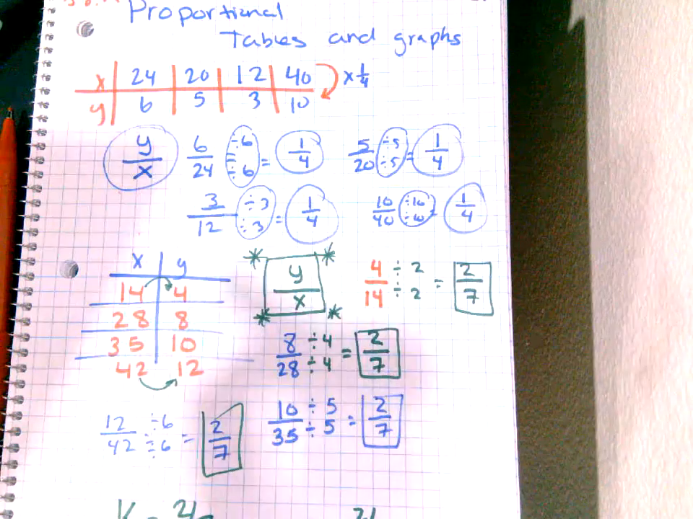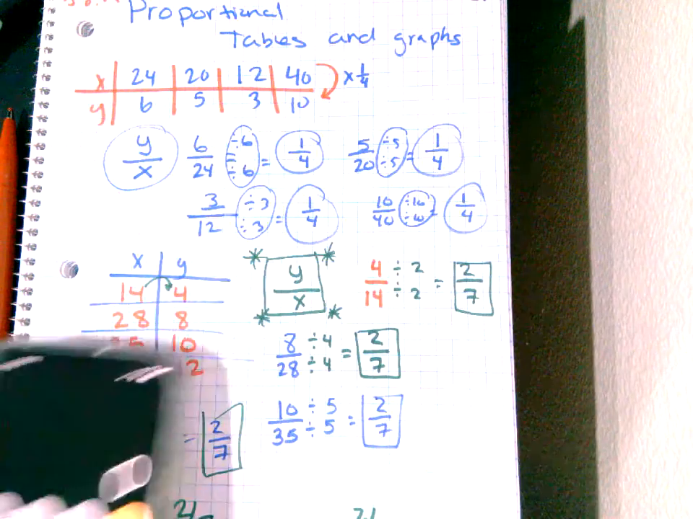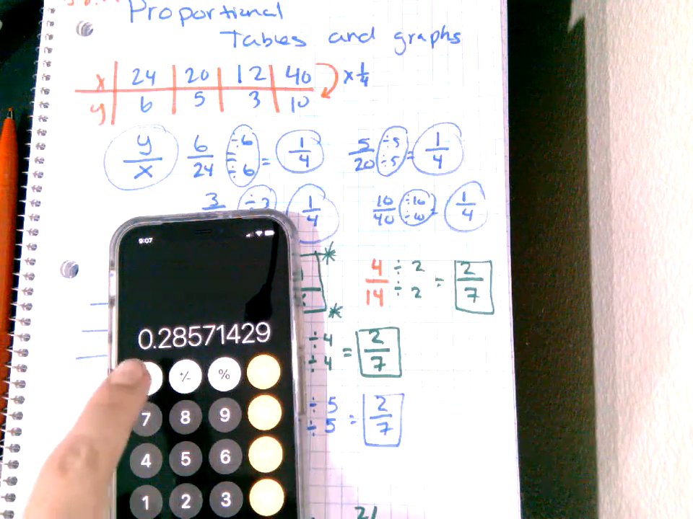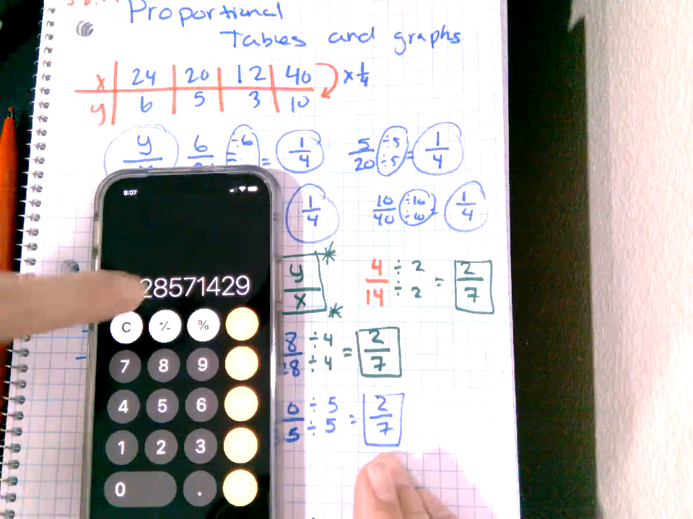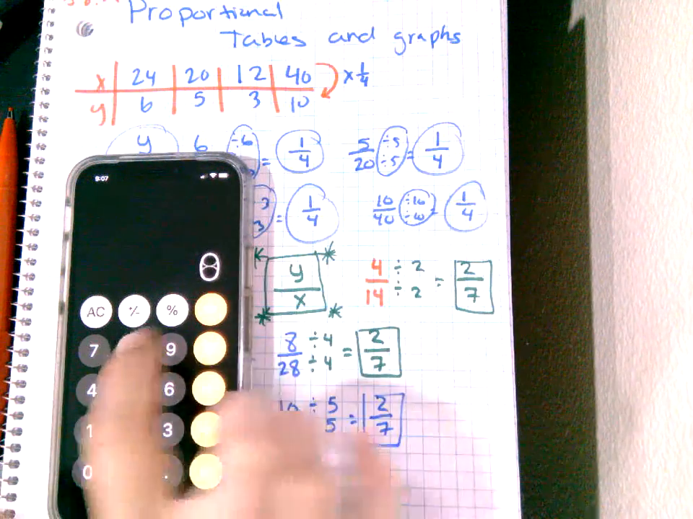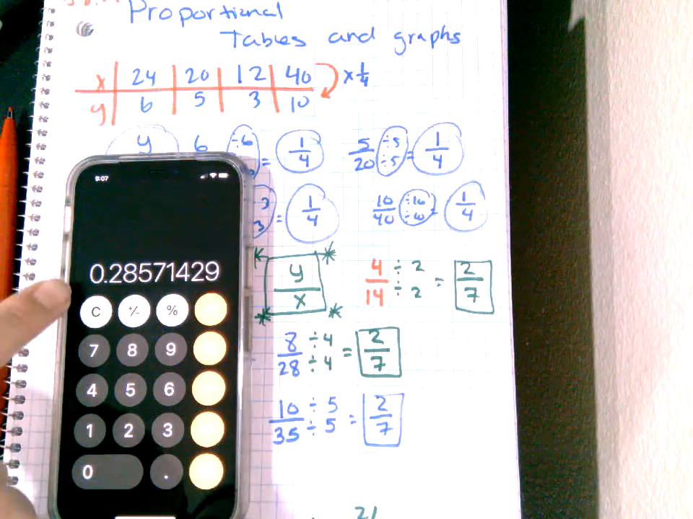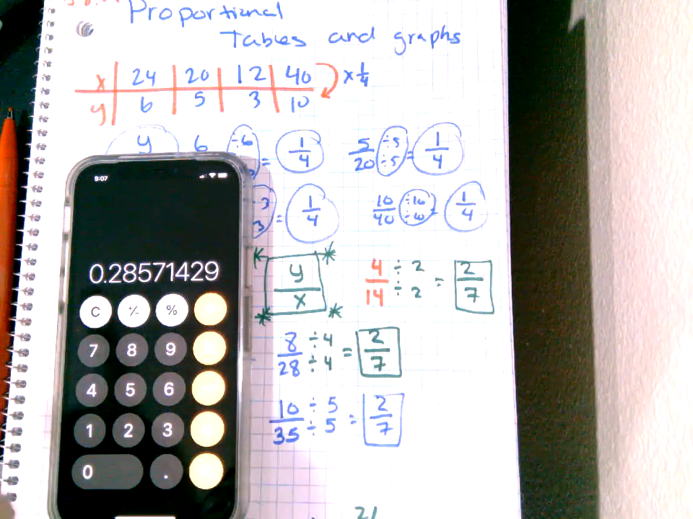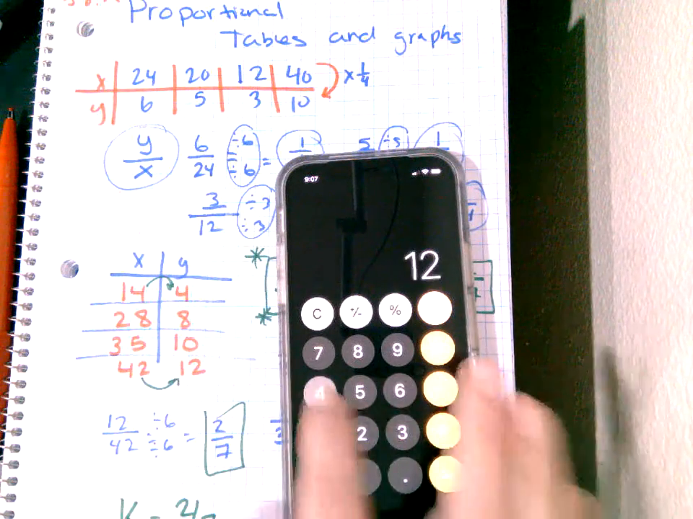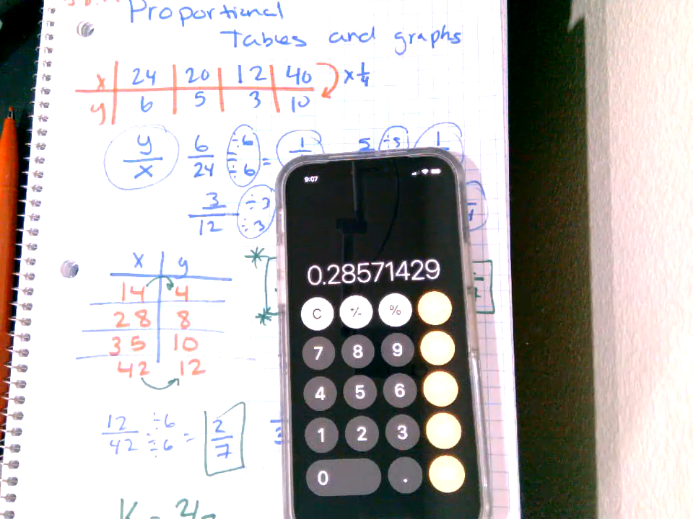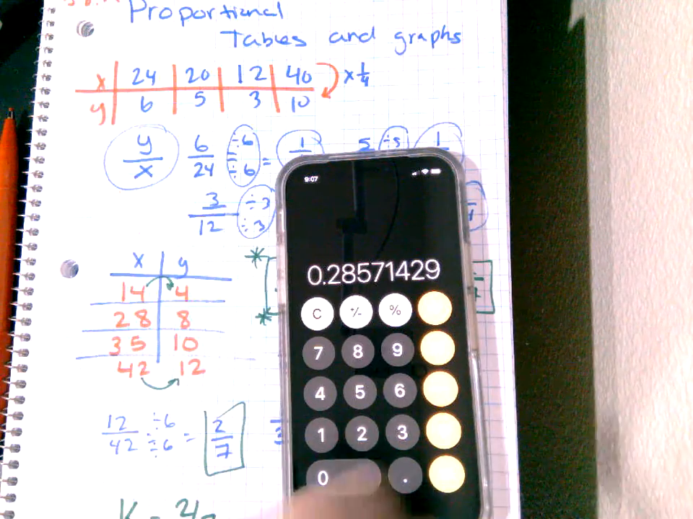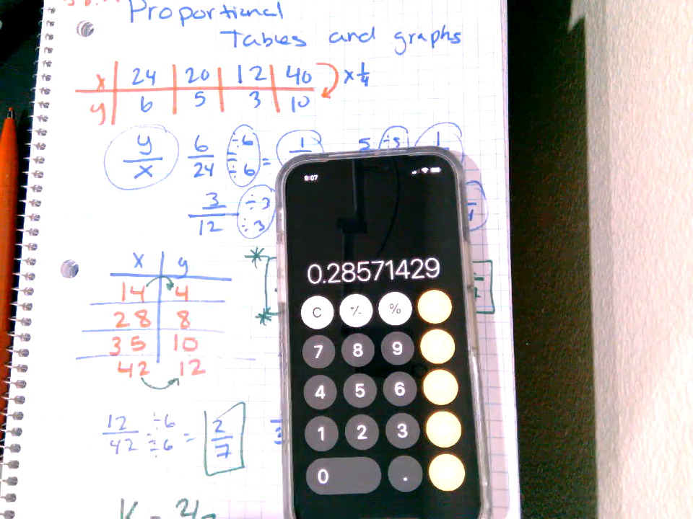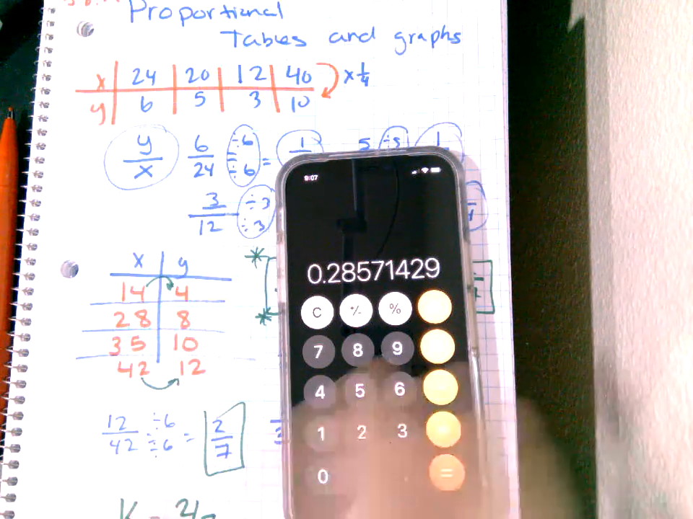Why do we write it as a fraction? This is why. If I were to take 4 divided by 14, I get this wacky number, 0.2857. If I take 8 divided by 28, 0.2857. 10 divided by 35, 0.2857. 12 divided by 42, 0.2857, right? They all have the same equivalent decimal. Guess what decimal that is? It's the 2/7. 2 divided by 7. Boom, it's right there. But we want to write it as a fraction.